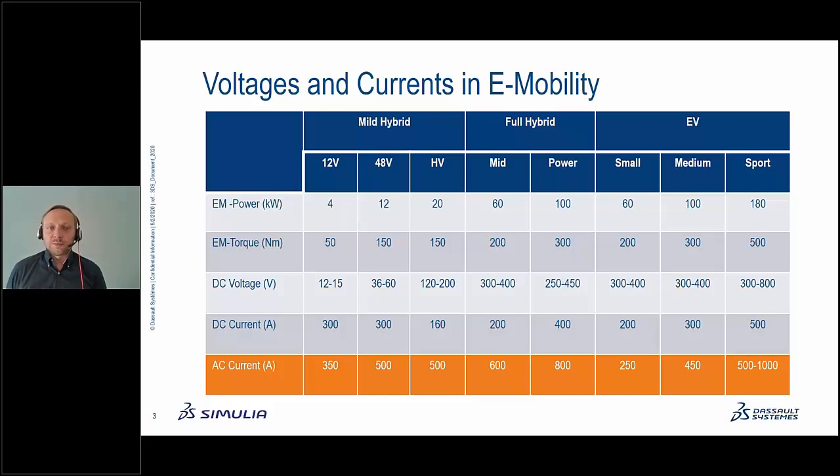There's a lot of development going on in terms of electric vehicles, and I pick up one important value which tells us why we need so much EMC: the AC current. So the current flowing from the inverter to the motor, even in the small hybrid cars, is as high as 300 amps, and going to high-end cars, maybe it's somewhere between 500 to 1000 amperes. So it's a very high current, which of course will create very high fields. And this is a challenge to the designers and a challenge to the EMC performance of such a vehicle.